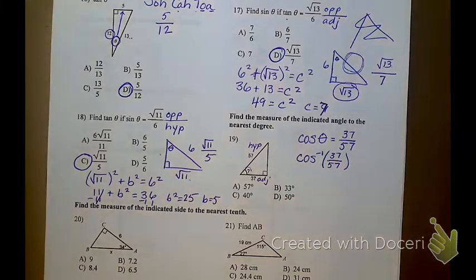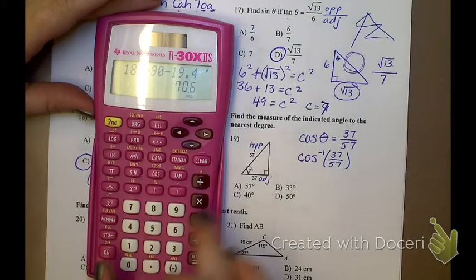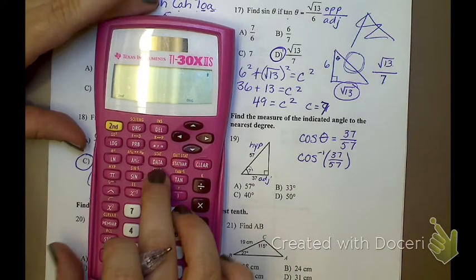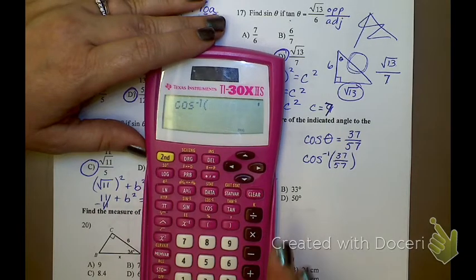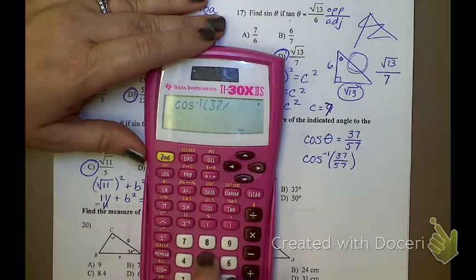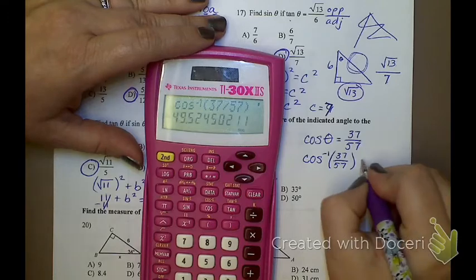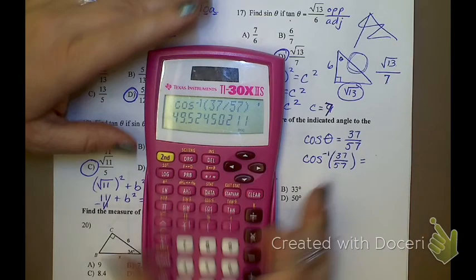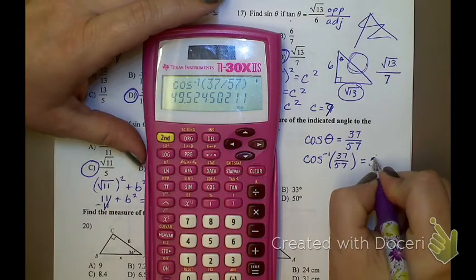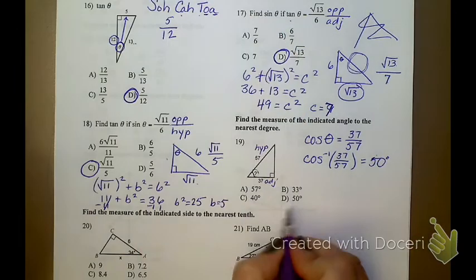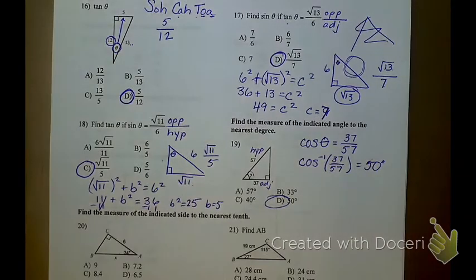So over here I'm going to hit second or shift cosine. See, I got the -1 thing there, and then I'm going to plug in 37 divided by 57, and the result is the angle. That's 49.5. What do they say? Find it to the nearest degree. 49.5, we'll go ahead and call that 50 degrees. There's my answer right there, option D.